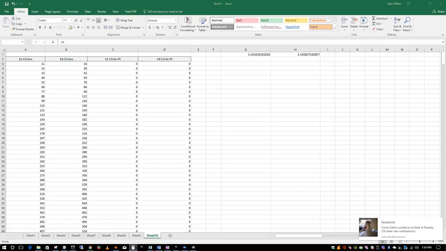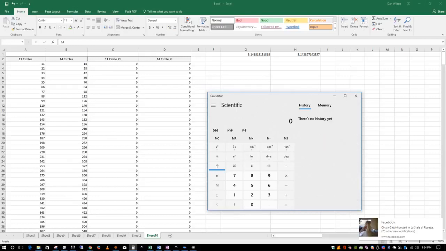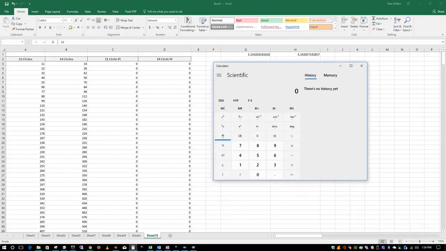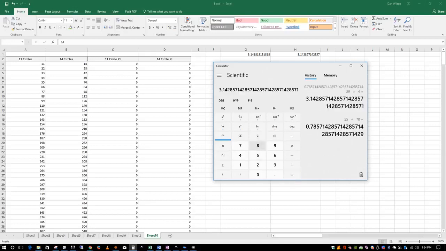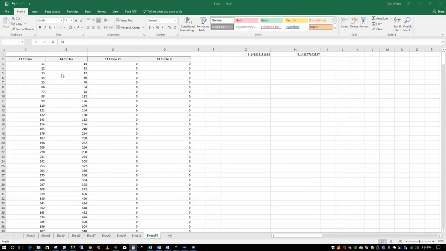So what you'll notice is that, of course, if you take any of the numbers that are on the 11 side, like say 55 divided by 70, you basically get pi over 4, right? So we multiply that times 4. You get pi, 3.142857, and so on, right? And so this is what comes out when you use the two different circles together.